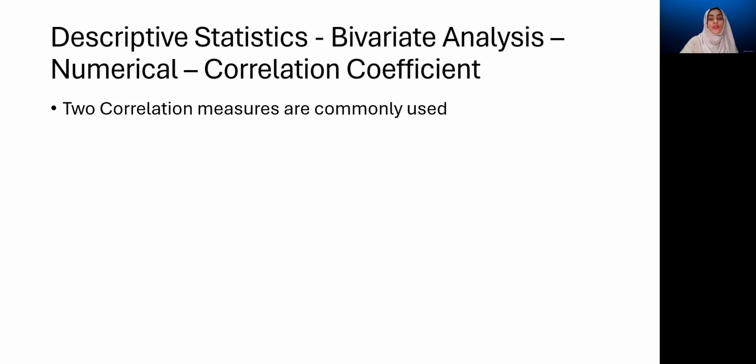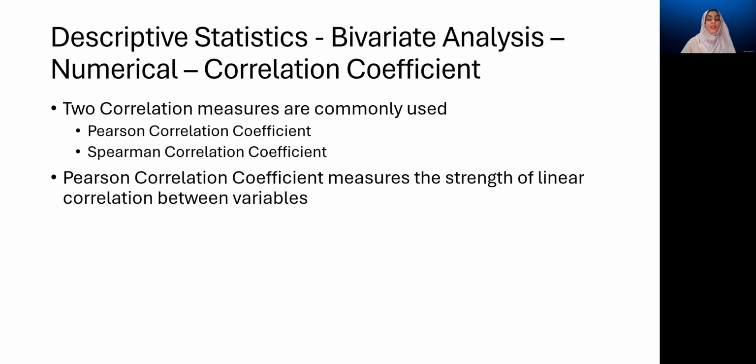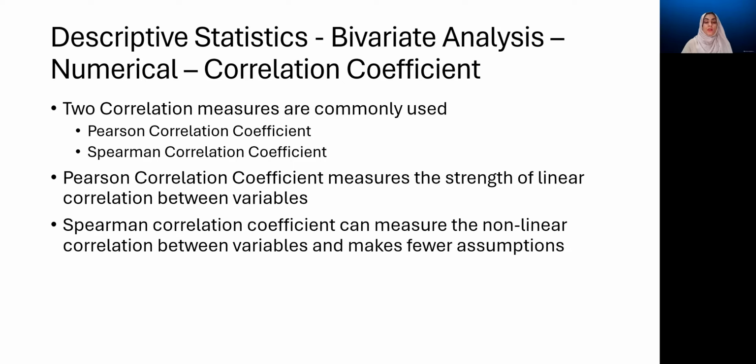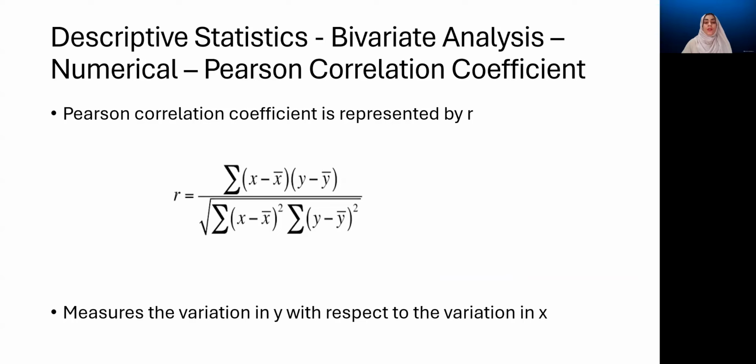The two correlation measures that are commonly used are Pearson correlation coefficient and Spearman correlation coefficient. Pearson correlation coefficient measures the strength of the linear correlation between variables, whereas the Spearman correlation coefficient can measure the nonlinear correlation between variables, and it can do this because it makes fewer assumptions about the distributions of the data set. If we remove the outliers from the data, the values of both Pearson and Spearman correlation coefficient come out very close.